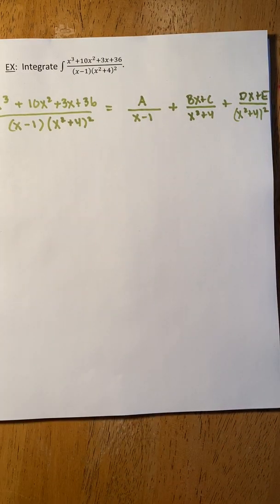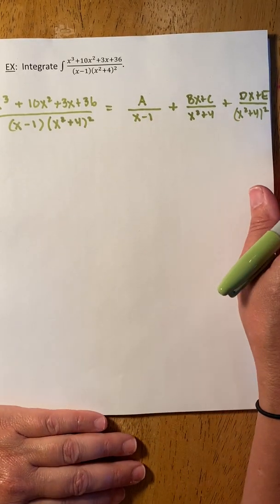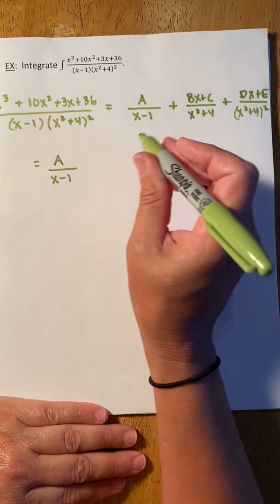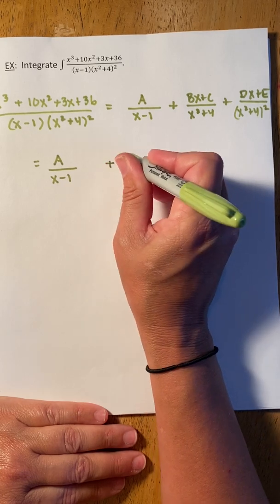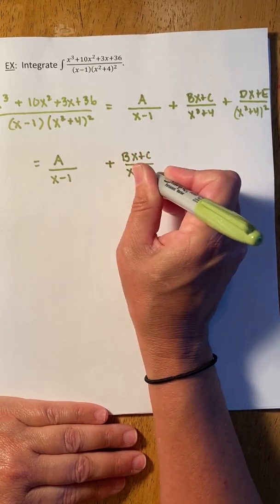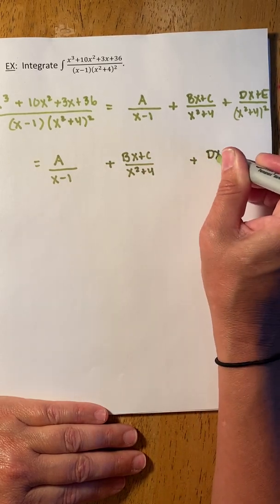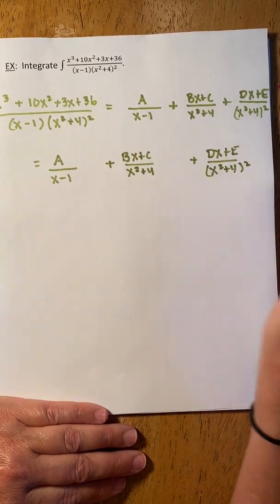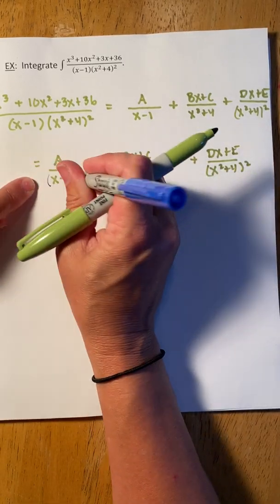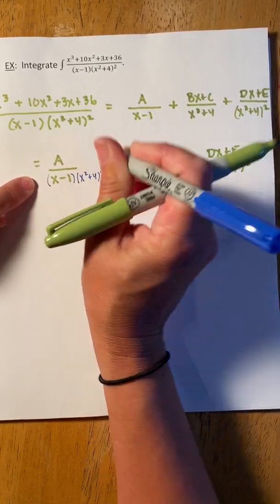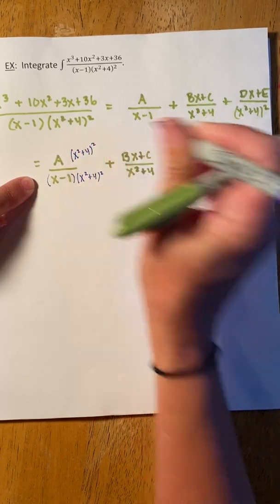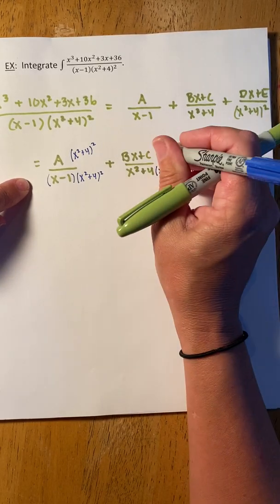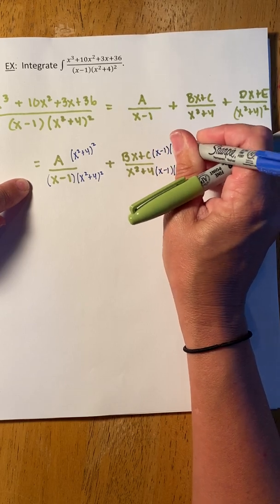Woohoo! All right. Now we have to multiply this all together, right? So I'm going to write this down: a over x minus 1, plus bx plus c all over x squared plus 4, plus dx plus e all over x squared plus 4 squared. This first guy is missing the x squared plus 4 squared. This guy in the middle is missing the x minus 1 as well as 1 x squared plus 4. So we need to introduce x minus 1 and x squared plus 4.